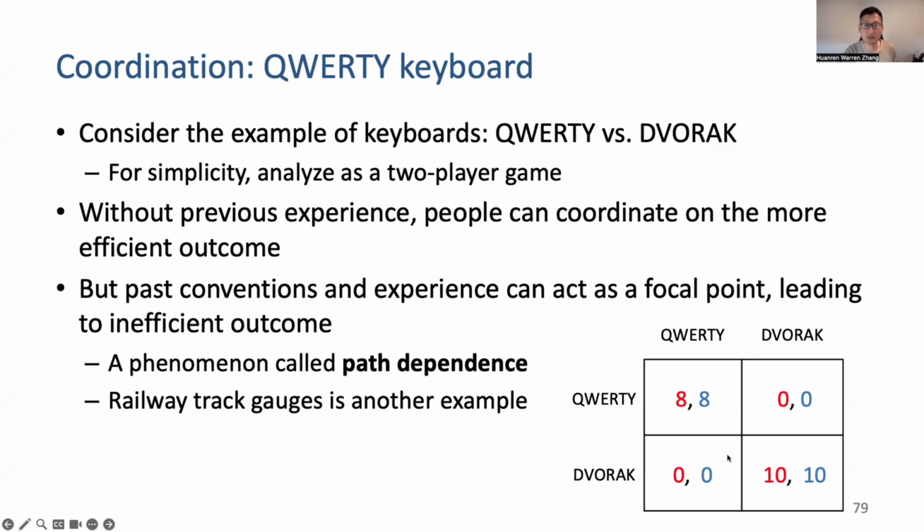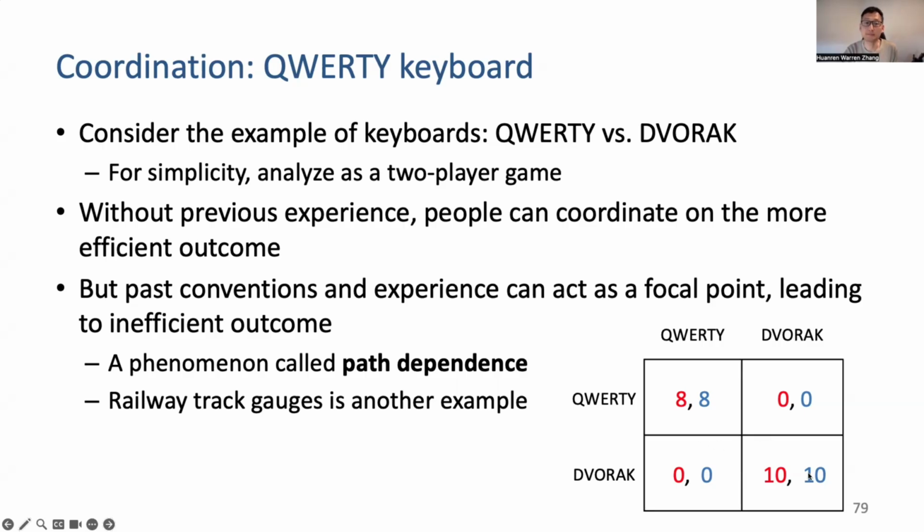That's why people would like to use the same type of keyboard as other people, which, to simplify the situation, is a 2x2 game. You are just playing against another player. But of course, the real situation is that you are playing with a multitude of other consumers. If you miscoordinate, meaning you are using different types of keyboard, then these two players would receive a payoff of 0.